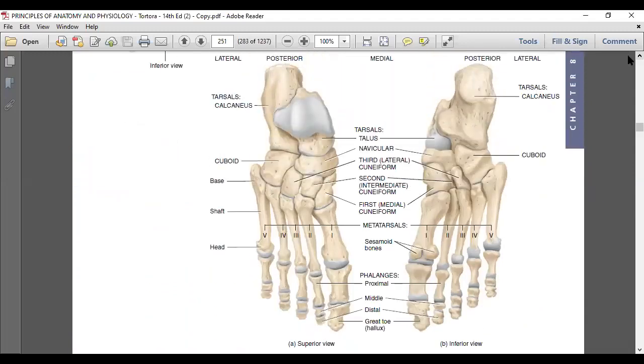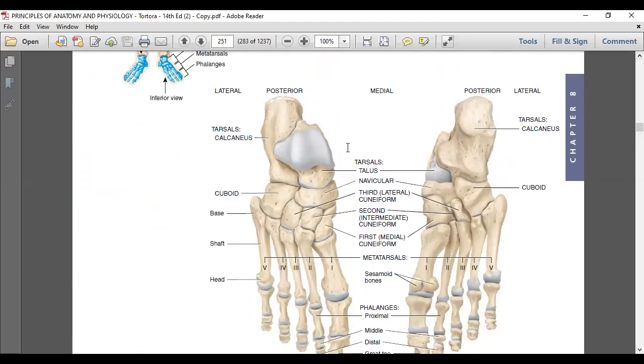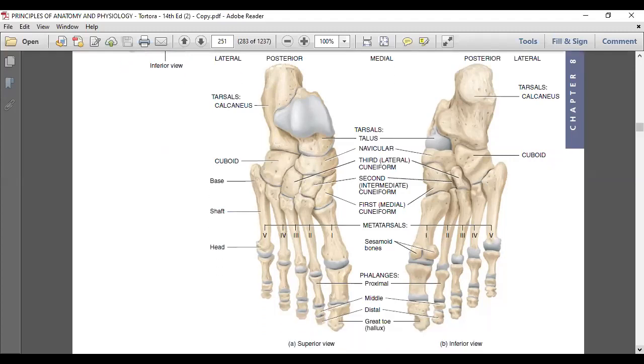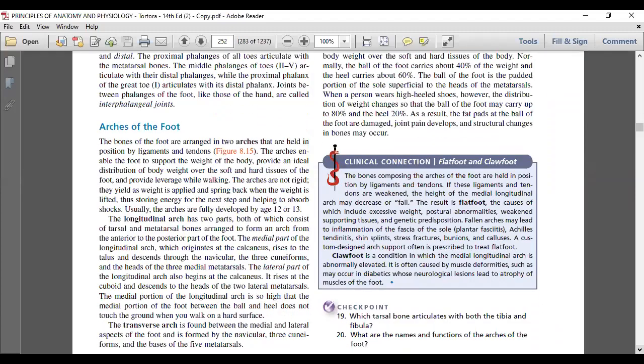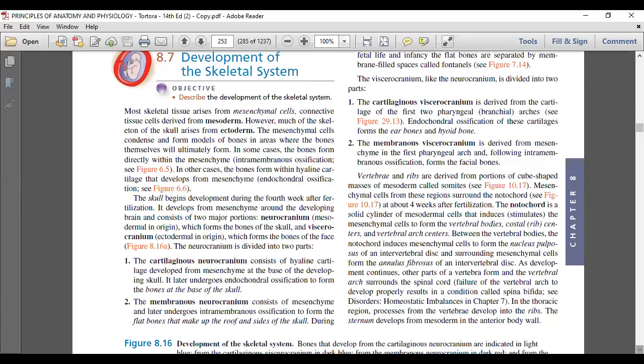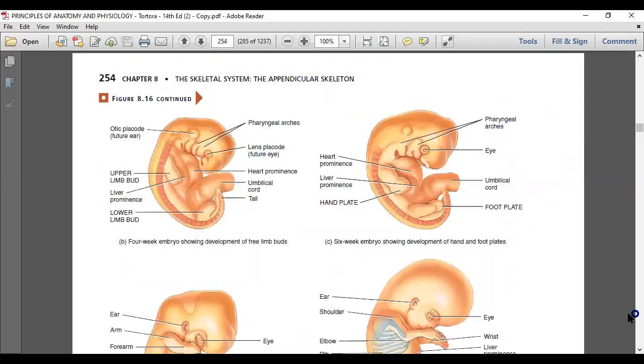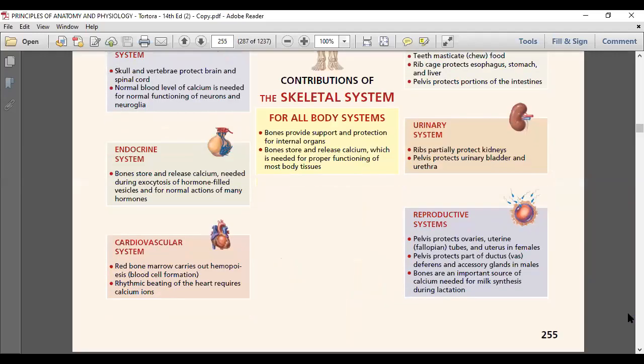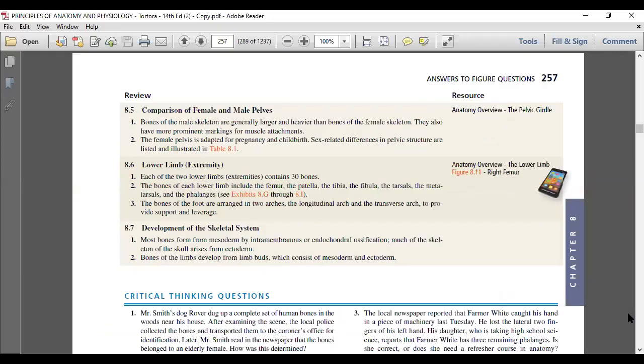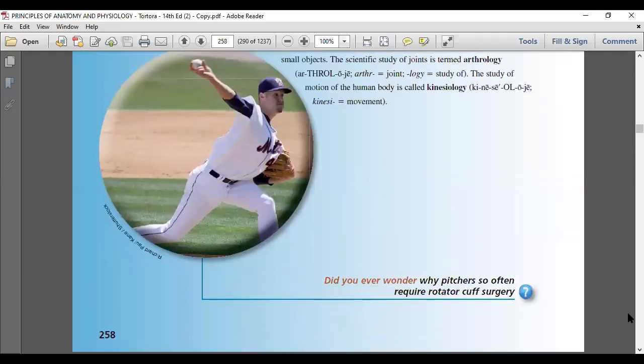Here you can see the tarsals clearly: navicular, third cuneiform, second cuneiform, cuboid, the first cuneiform. They are all tarsals. The intertarsal joint is a gliding joint. Okay, so let me close this skeletal system section, showing the joints.